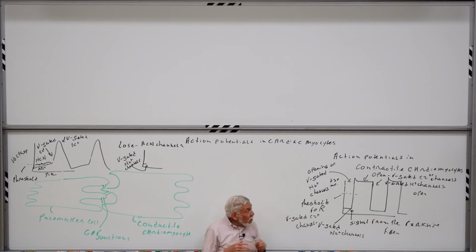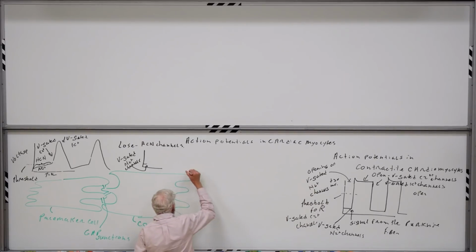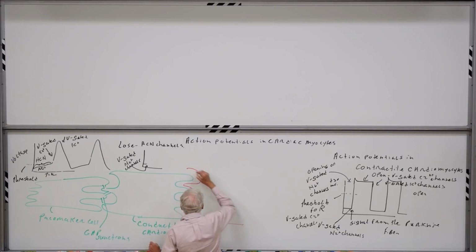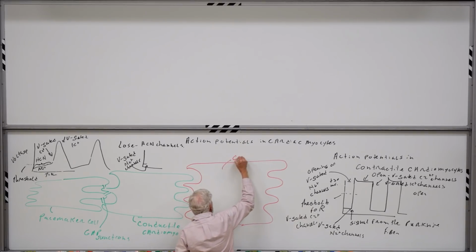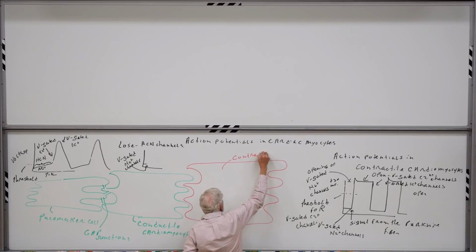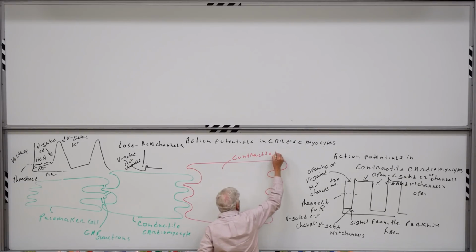So now these are the action potentials that we see most prominently in the contractile cardiomyocytes.